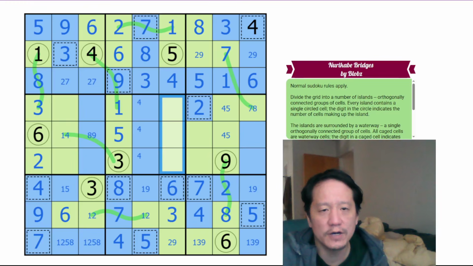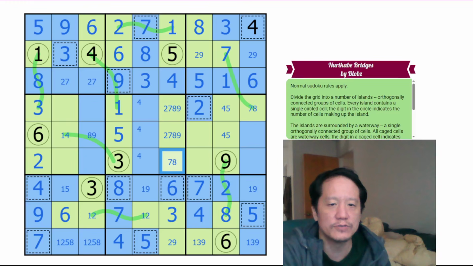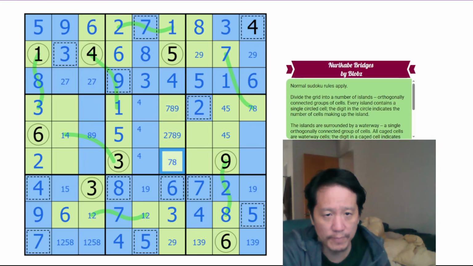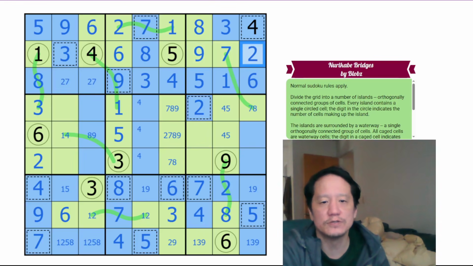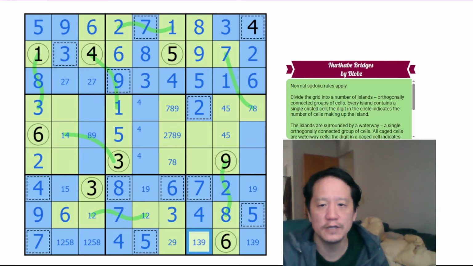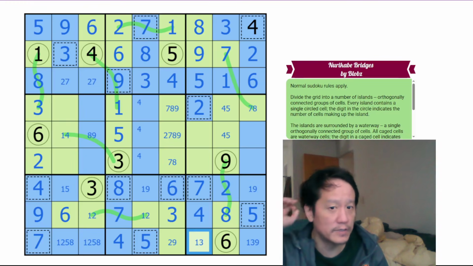Remaining digits of column 6 are 2, 7, 8, 9. And this can't be 2 or 9 because of 2 or 9 in the row. No 2 here because of 2 in the row. 2 eliminates 2 here, so this is 9, which makes this 2. 9 eliminates 9 here because of 9 in the column.